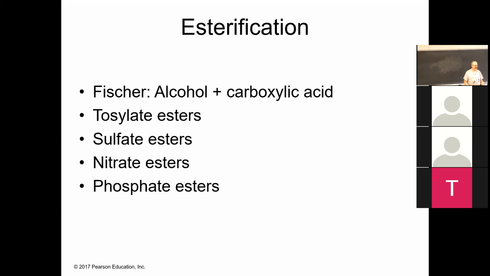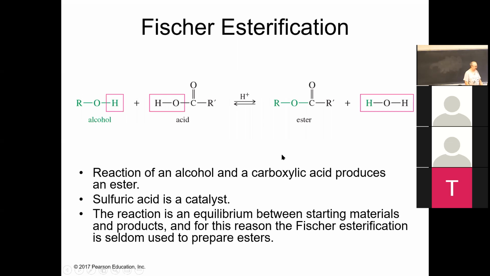Okay, next we'll look at esterification. We've already seen one type of ester, and that's the tosylate. An ester involves the condensation of some kind of an acid and an alcohol with water being split out. But we can also have esters with sulfates, with nitrates, with phosphates, for example.